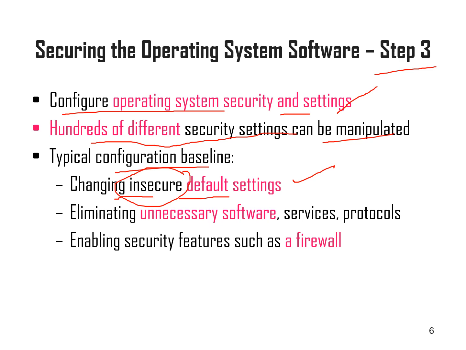The second step in configuration baseline is eliminating the unnecessary software, services and protocols. As I said earlier, with the insecure default settings, we have unnecessary software, services and protocols. So we have to eliminate or disable them. That is also very important.